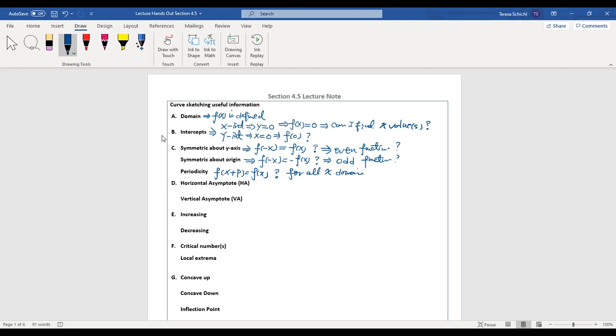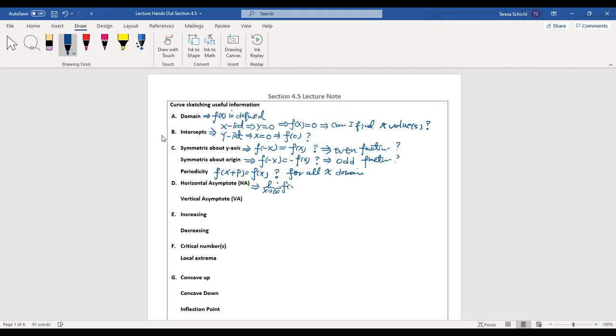Okay, the next thing we can see very easily is, do I have any asymptotes? Do I have a horizontal asymptote or vertical asymptotes? The horizontal asymptote, like we talked about, is the limit as x approaches positive infinity.